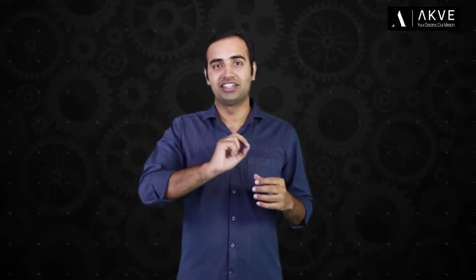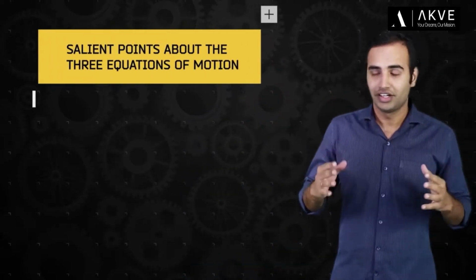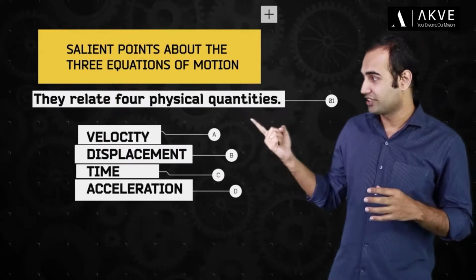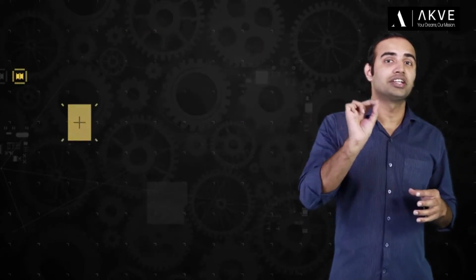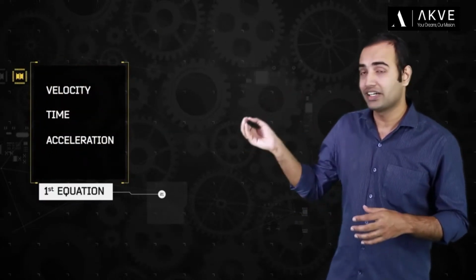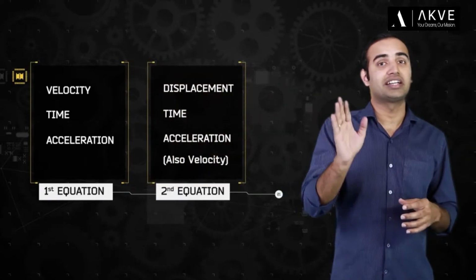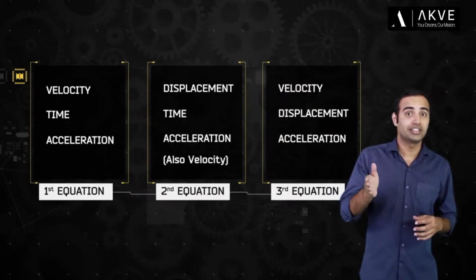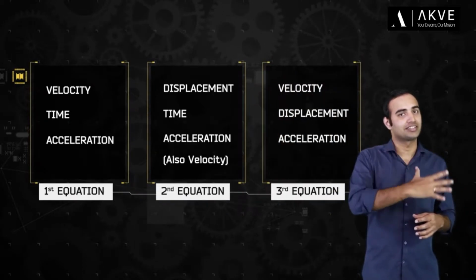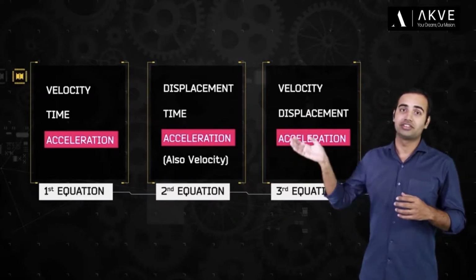So, there are two main points that you should know about these three equations. First is that these equations essentially relate four physical quantities: velocity, displacement, time, and acceleration. The first equation of motion relates velocity, time, and acceleration. The second equation of motion relates displacement, time, and acceleration. And the third equation of motion relates velocity, displacement, and acceleration. Now, as you can see, acceleration is common in all the three equations.